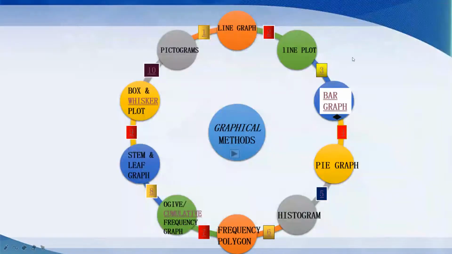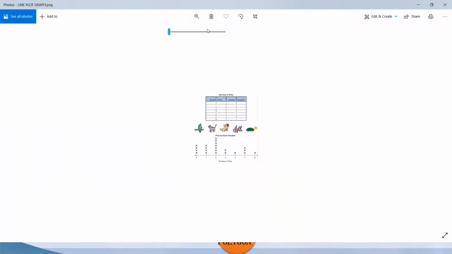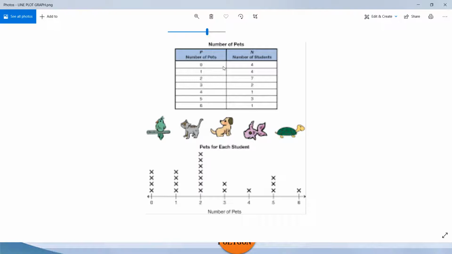Next we have a line plot. It shows the frequency of data on a given number line. An X symbol is placed above a number line each time the data occurs again. So let me show an example for this line plot. Here we took pets for each student, how many pets there are. So this is how a line plot looks like. I hope you all understood this.